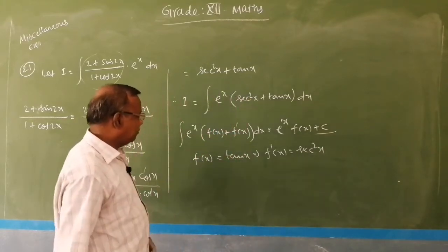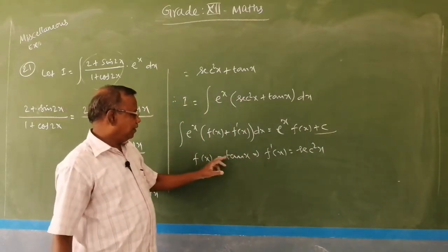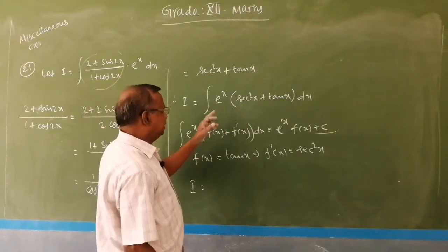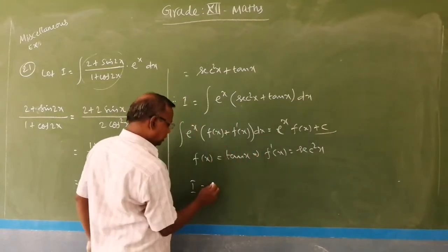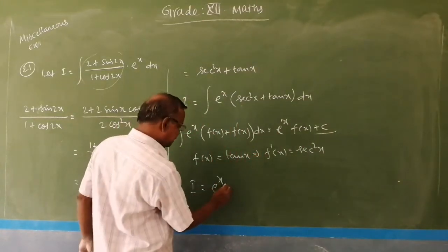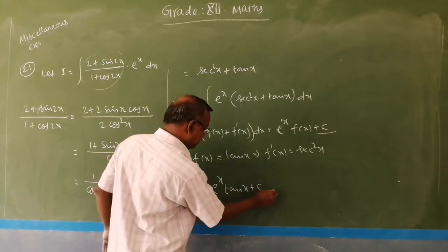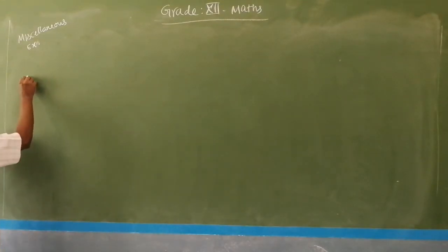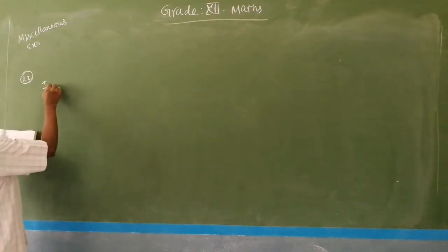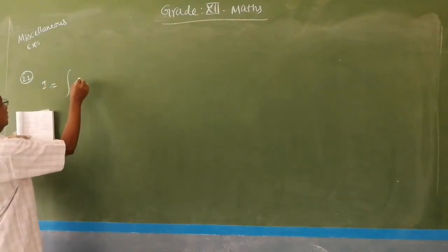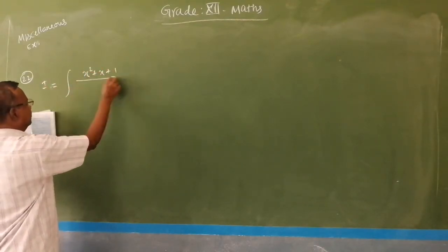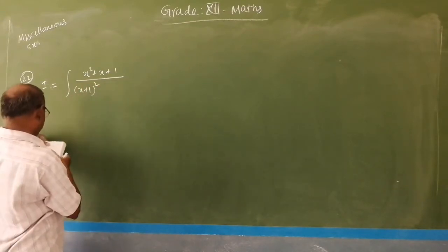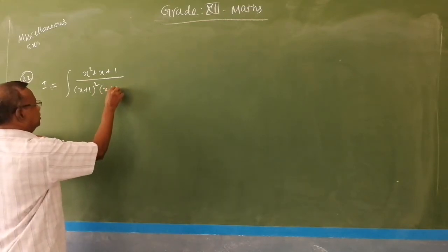So this is in the form of e power x into (f of x plus f dash of x). So the answer is I equals e power x into f of x, which means e power x into tan x plus c. So this is the answer, e power x into tan x. Next, question number 22: I equals integral (x square plus x plus 1) divided by ((x plus 1) the whole square plus x) into (x plus 2) into dx.